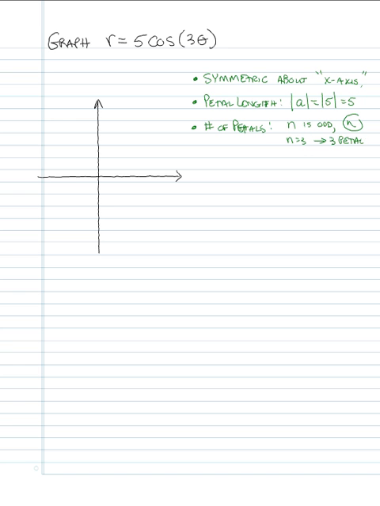Now, if the n was not odd, if the n was even, then we would multiply that n value by 2, and that's the number of petals we would see. We'll look at an example of that in a moment. So we know it has 3 petals. We know each petal is 5 units long, and we know we're symmetric about the x-axis. Those are the things we know so far. So what we need to do is figure out more or less where the first petal starts.